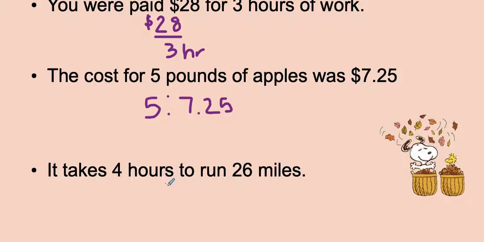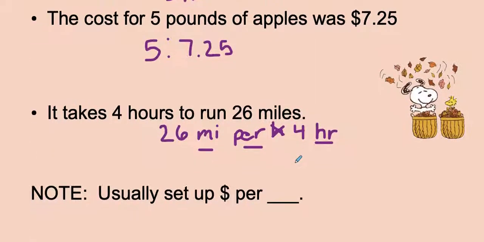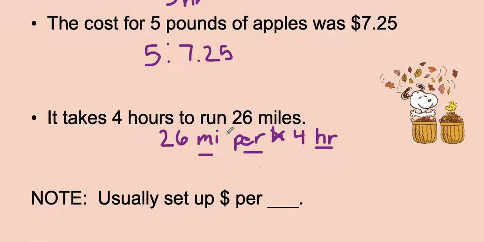I'm actually going to flip it around because to me it makes more sense to say 26 miles per 4 hours, because we're used to hearing miles per hour. That's a speed. So it's not per 1 hour, it's per 4 hours. That's why I flipped it around, because again, we're used to hearing miles per hour. To me, it makes more sense to say it in that way.